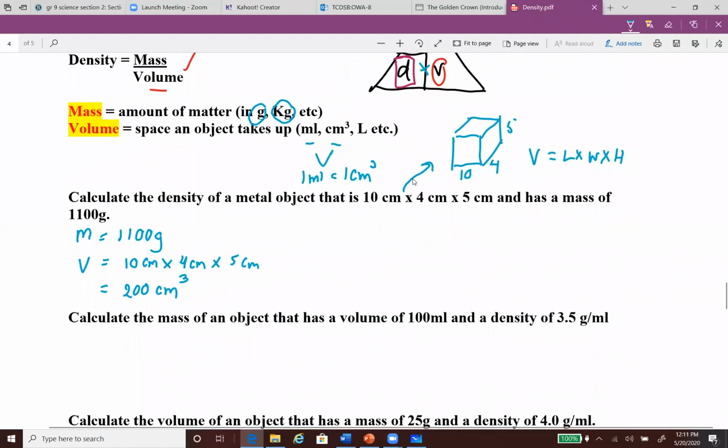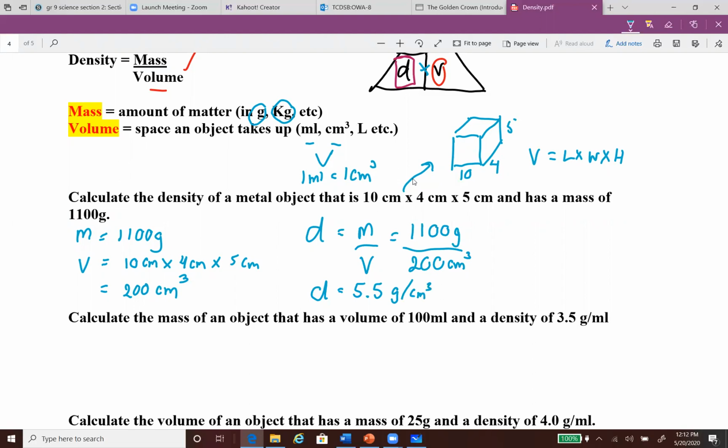Okay, so the mass is 1,100 grams. The volume is 200 centimeters cubed. So the density is defined as the mass over the volume. So that would be 1,100 grams over 200 centimeters cubed. So the density should be 5.5 grams per centimeter cubed.